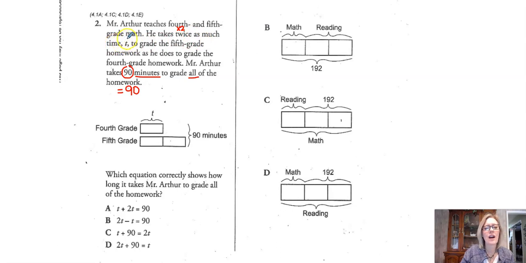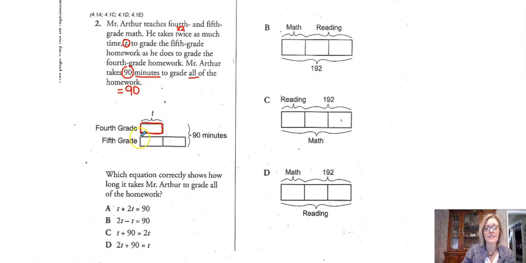Twice as much time, T, so the amount of time is going to be represented by the letter T. So we want to circle it because essentially it's a number. To grade the 5th grade homework than he does to grade the 4th grade homework. That means when we look at this picture, we don't know how much time necessarily this is, and we're not going to worry about it right now, but we know that 4th grade's time is this big, okay? This big.